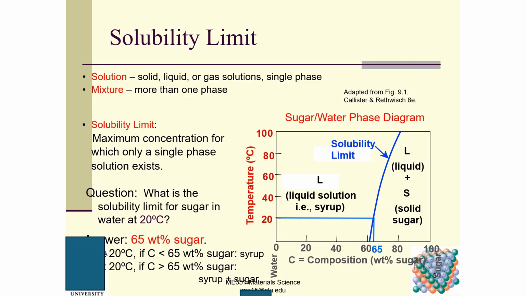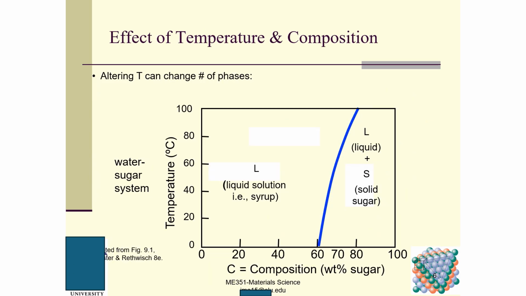At 20 degrees C, if the concentration of sugar is less than 65 weight percent, we have a syrup. At 20 degrees C, if the concentration is greater than 65, we will have sugar and liquid. Does that make sense?